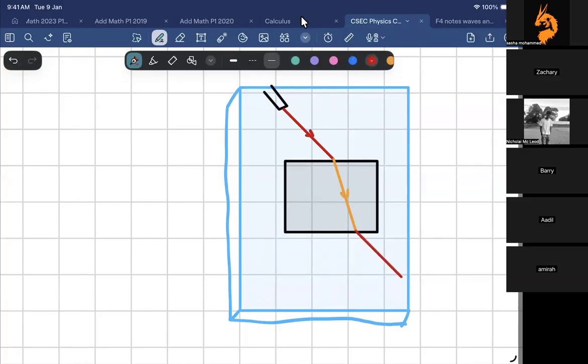All right. Now, are the light rays gonna remain there? If you take off the laser, are the light rays gonna remain there? No, they're not gonna remain there.